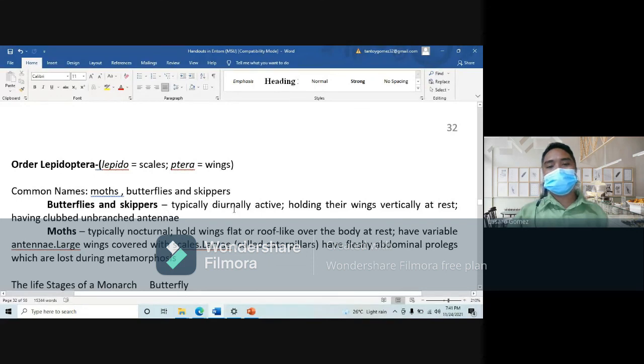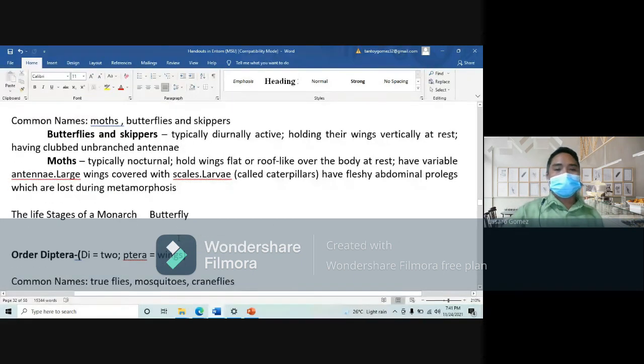Butterflies and skippers are typically diurnally active, holding their wings vertically at rest, having clubbed and unbranched antennae. Moths are typically nocturnal, hold wings flat or folded over the body at rest, have variable antennae, and large wings covered with scales. The larvae of these moths are called caterpillars. They have fleshy abdominal prolegs which are lost during metamorphosis.